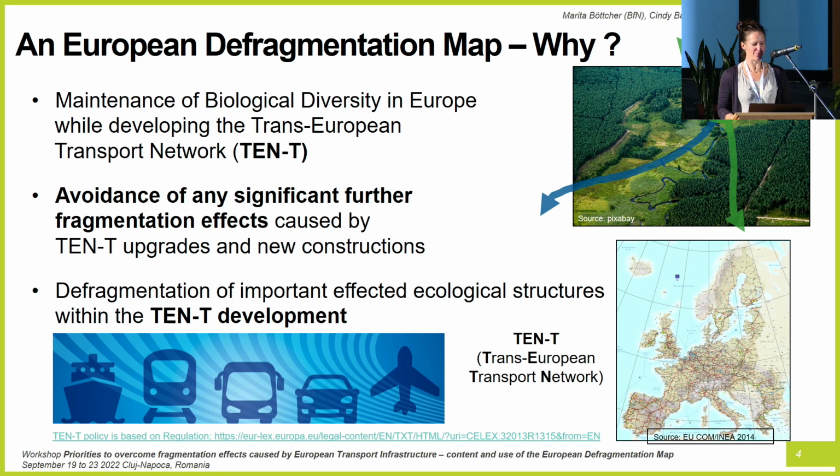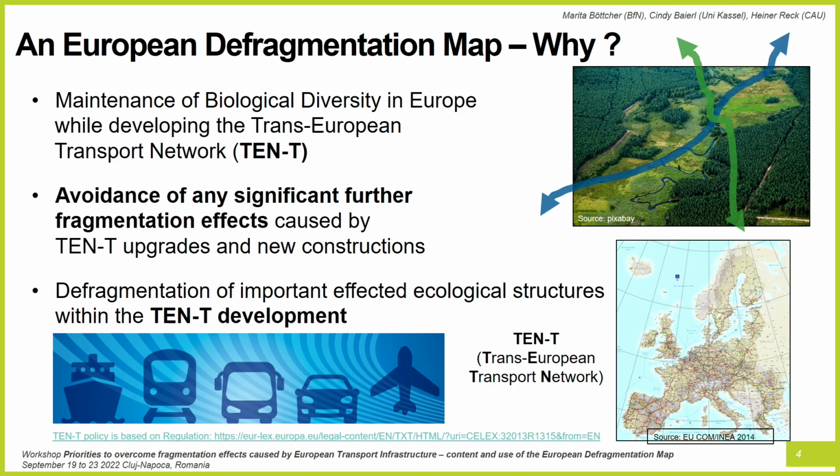Thank you, Marita. First I want to introduce to you why we are working on such a defragmentation map. As you know, the expansion of the Trans-European network is in full swing. Until 2020, the core and the comprehensive network will be fully developed. That's the aim of the policy. The aim of the Trans-European Transport Network is the implementation and development of a Europe-wide network of railway lines, roads, inland waterways, maritime shipping routes, ports, airports, and railroad terminals.